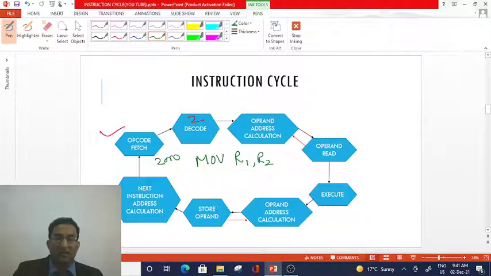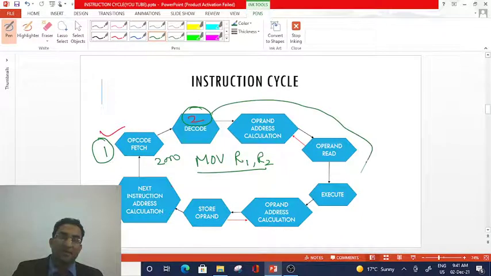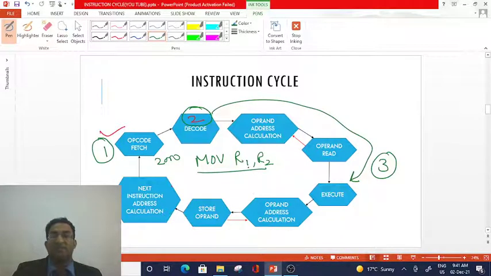So there is no such phase. This phase we will understand later on, these phases are for which addressing modes. So basically, for this particular instruction, the first phase is opcode fetch. Second phase is decoding. Third phase is just the execution, because all the operands are present in the processor itself, and after the execution comes the phase of next instruction address calculation.